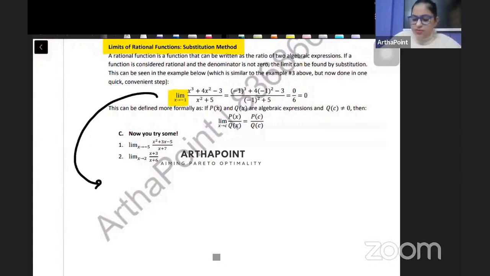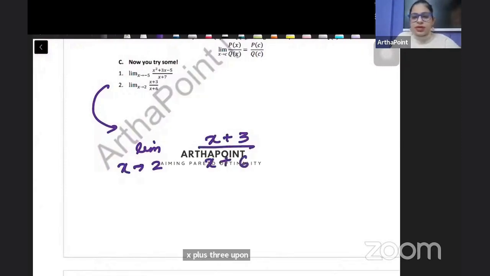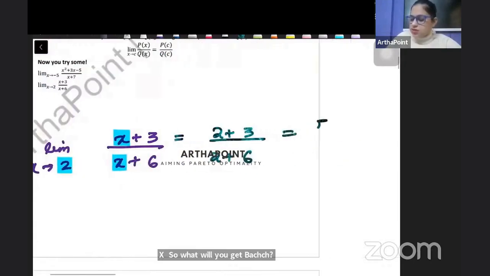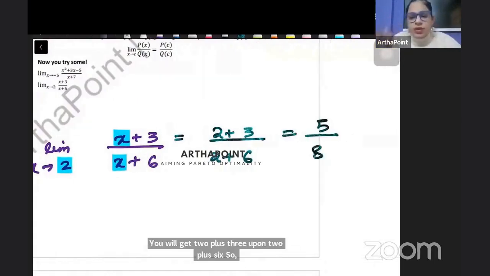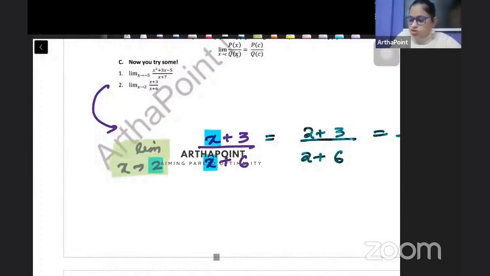So for example, let me take one from the homework. जैसे for example, this is saying limit x tends to 2, x plus 3 upon x plus 6. ठीक है, तो कुछ नहीं करना. Substitution method is simply saying just put x as 2 everywhere. So what will you get, बच्चे? You will get 2 plus 3 upon 2 plus 6. So this will be 5 by 8 and solve. So substitution method simply says कि आपको x की जगह पे जो भी लिमिट निकाल रहे हो, just put that value and you will get the answer to that question.